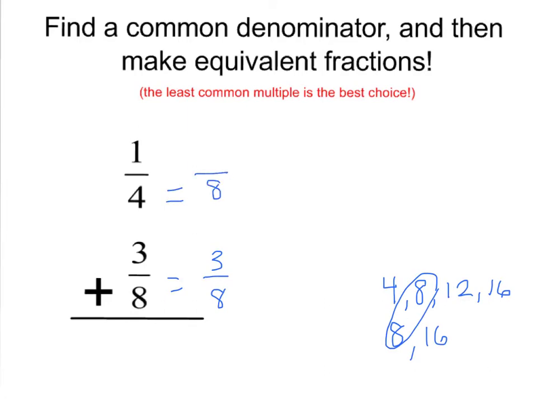How many 8ths is 1/4? Now remember back to our 4th grade lessons. We know that 1/4 is equal to 2/8 because 4 times 2 is 8, so 1 times 2 is 2. Therefore, 1/4 is the same value as 2/8.